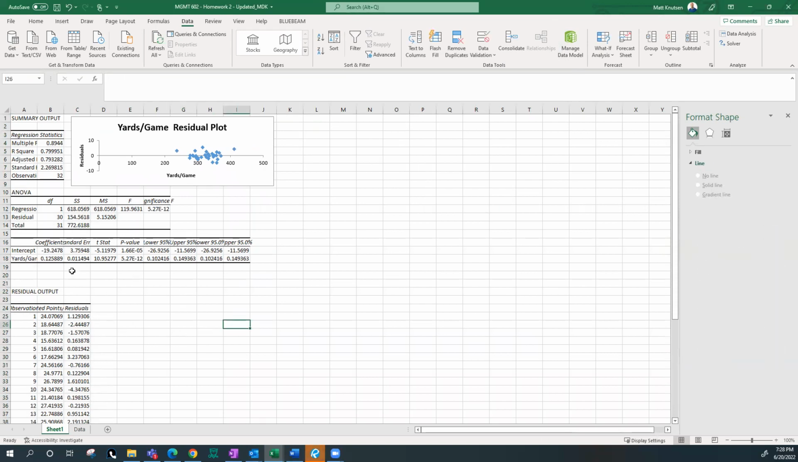So, and then check your p-values. Those are less than 5%, so that's bueno. Check your range, lower and upper 95%. Those look good. And then you can construct your equation using these.